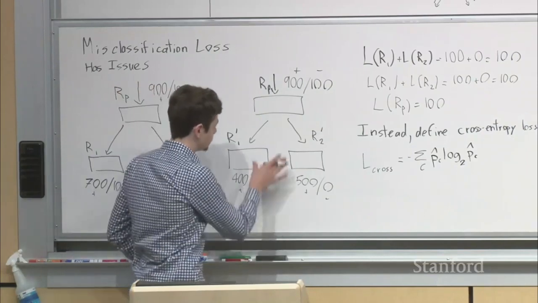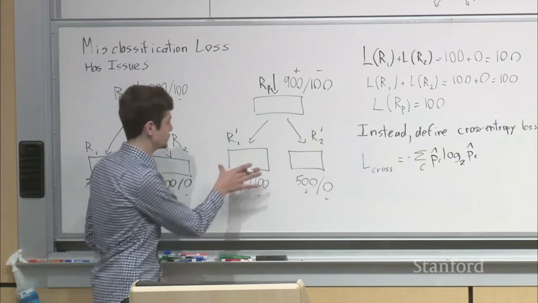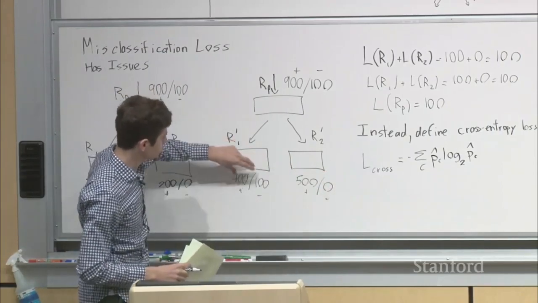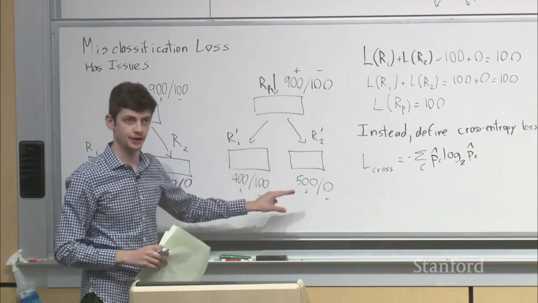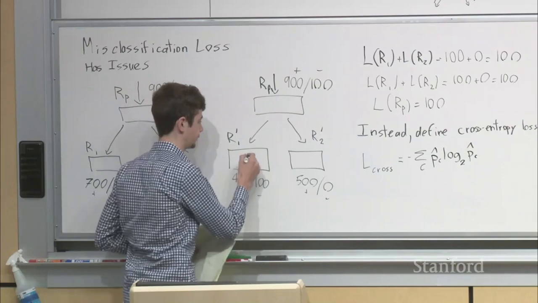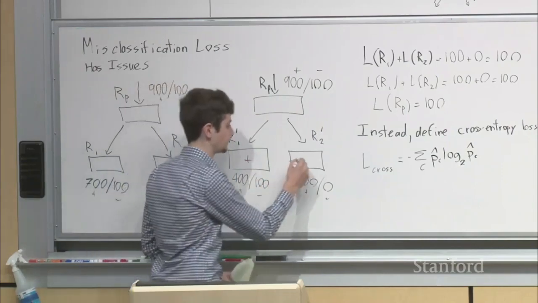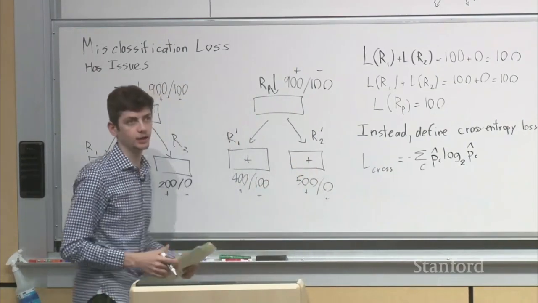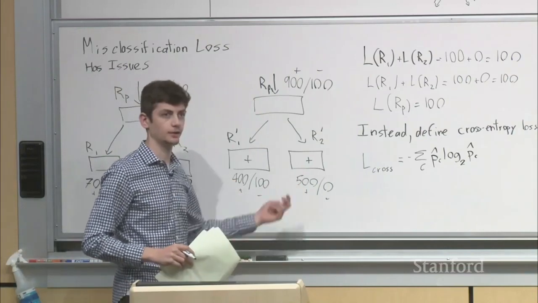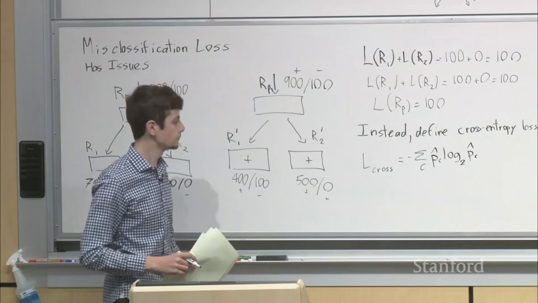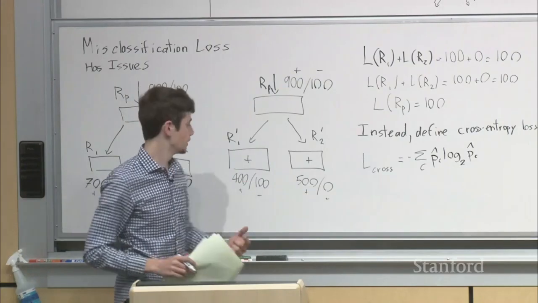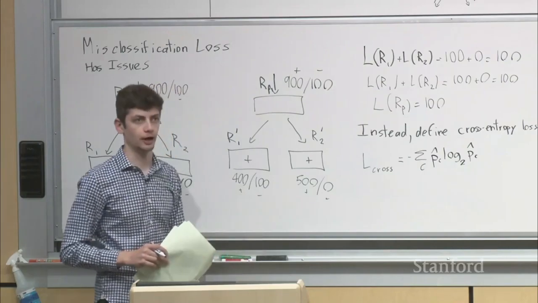And then down here, once you've split it, now you've got these two subregions, right? And on this left one here, you still have more positives than negatives, so you're still going to classify positive in this leaf. And you're still going to classify positive in this leaf too, because the positives are still the majority class there. And in this case, since you have 0 negatives, you're not going to make any errors in your classification. Versus in this case here, you're still going to make 100 errors.